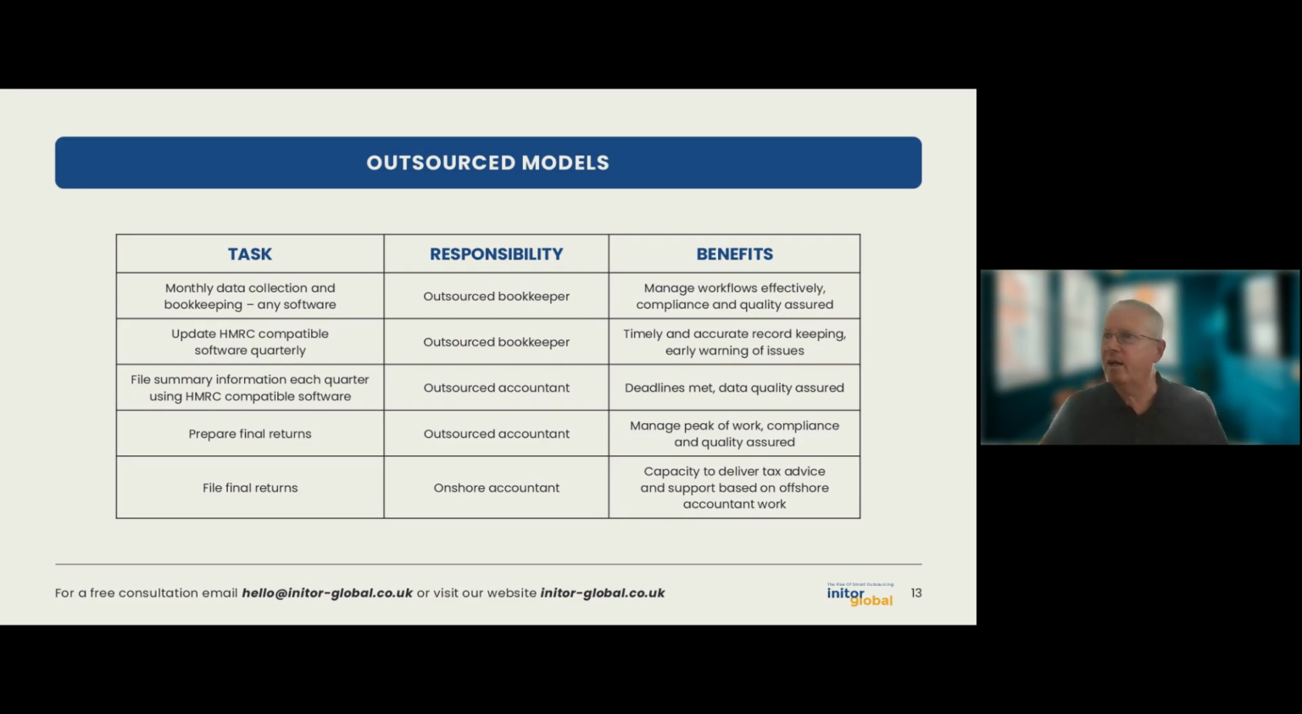And an outsourced accountant can do that. They can review the work, they can ensure that deadlines are met and the overall quality of data can be assured. Then, of course, we get to January, or sort of after the end of the fourth quarter, and then the lead up to January, preparing the final returns. An outsourced accountant can do that. They've been preparing sole trader accounts for years, and that can help you manage that peak of work, ensuring compliance and quality of work again.